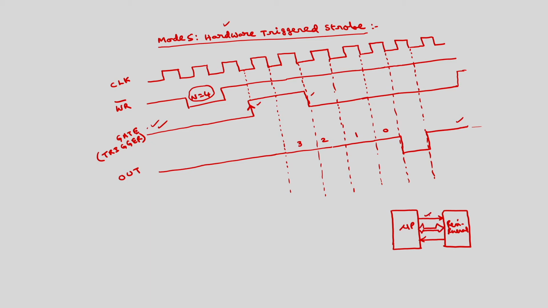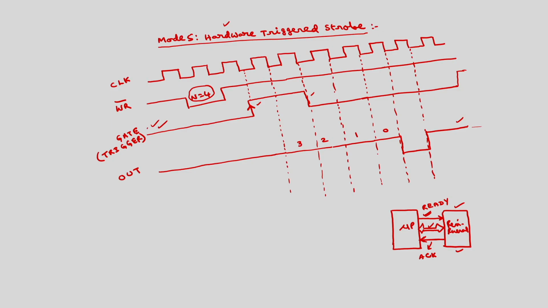Initially the microprocessor will request through this signal to get ready, because normally the peripheral is a slow device. Whenever the peripheral is ready, it will send an acknowledgement through this signal, saying that data is ready. After that the data transfer will take place. Before the actual data transfer, the signals are exchanged. So these two signals are called handshaking signals.